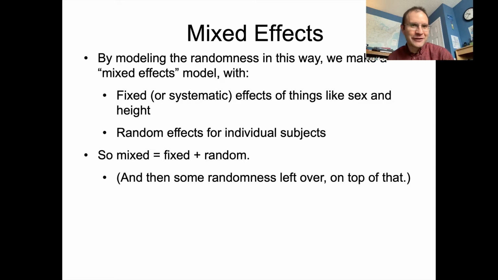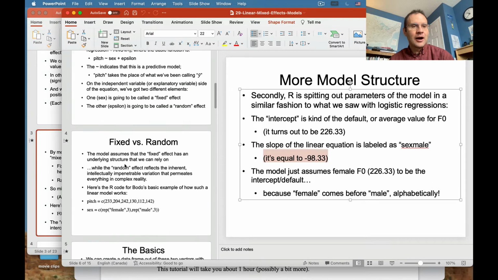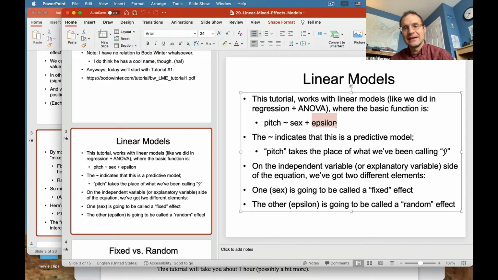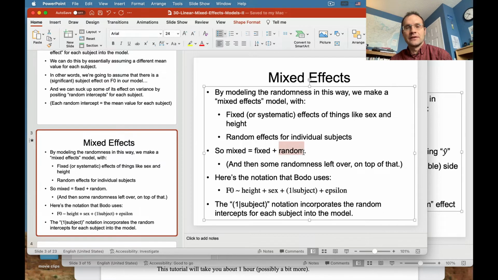You already know what the linear part of it is, but the mixed effects are fixed effects plus random effects. And then it turns out there's still going to be some randomness left over on top of that. Also, kind of going back to the previous lecture, way back at the beginning, we had this very simple model of pitch depends on the speaker sex and the randomness here at the end. And I said this is a bit like looking at the signal and the noise in our data. And I said we're going to dig a little bit deeper into the noise to try to get a little more signal out of it, or a little more structure. And that's what we're doing here with this random effect of individual subjects.